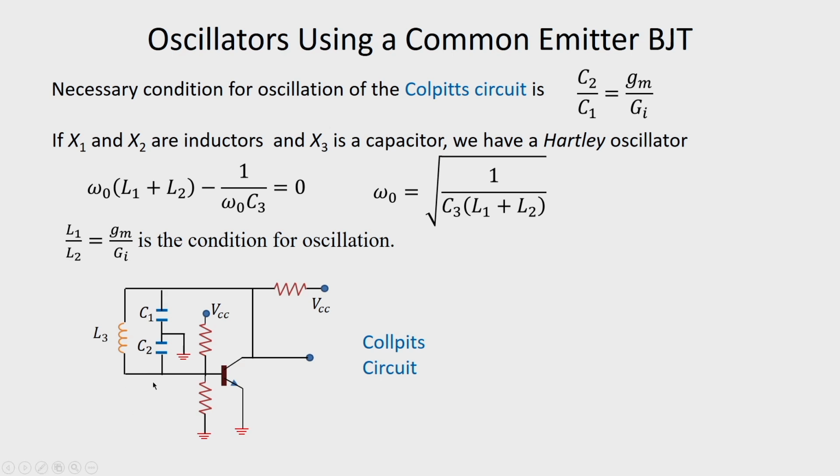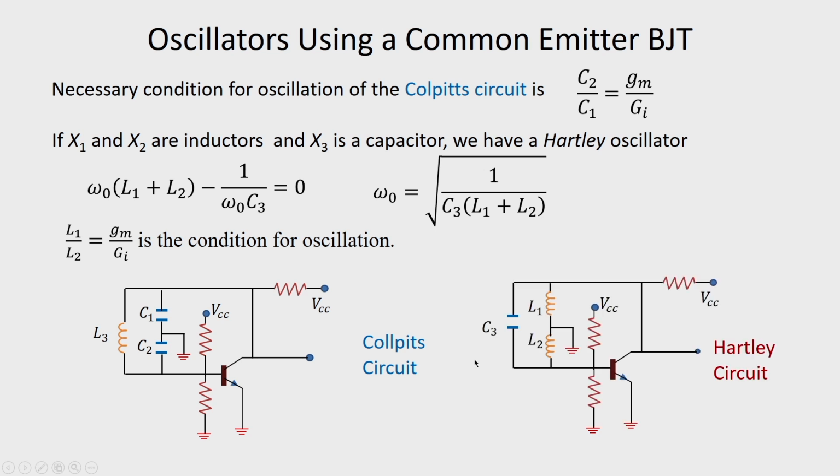So, the basic form of the Colpitts oscillator is shown here. We have a common emitter BJT, and we can see that the feedback is applied from the collector, and we have this Y1, Y2, Y3 represented by C1, C2 and L3. These are the biasing resistors to ensure that the transistor is biased in the active region.